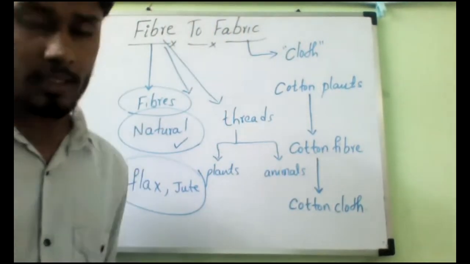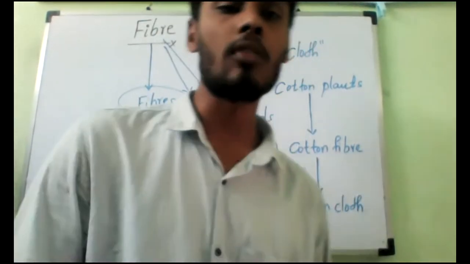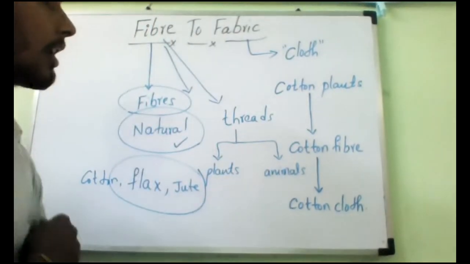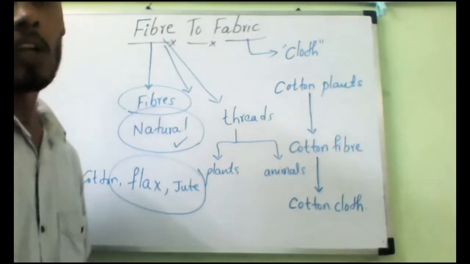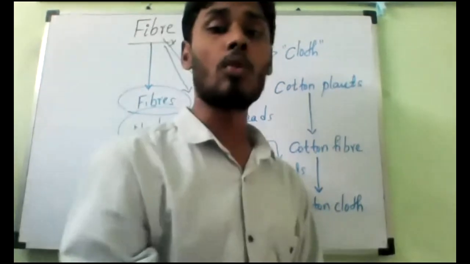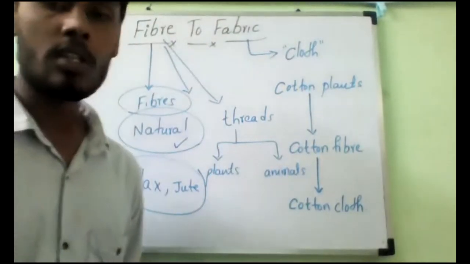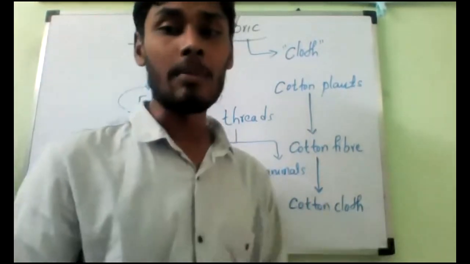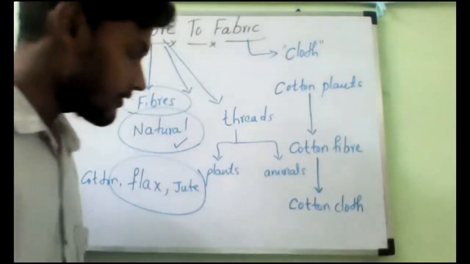Understand? So now let us come to class 7th. Again, what will we study? In this chapter we will study not the things related to cotton, flax, jute and all. We will study the fibers which are obtained from animals. Understand? So that is why.